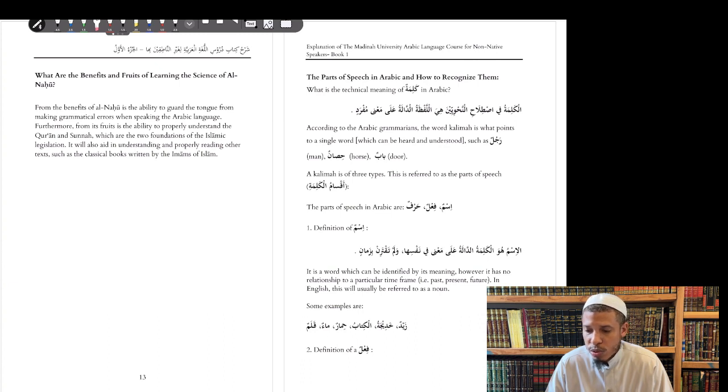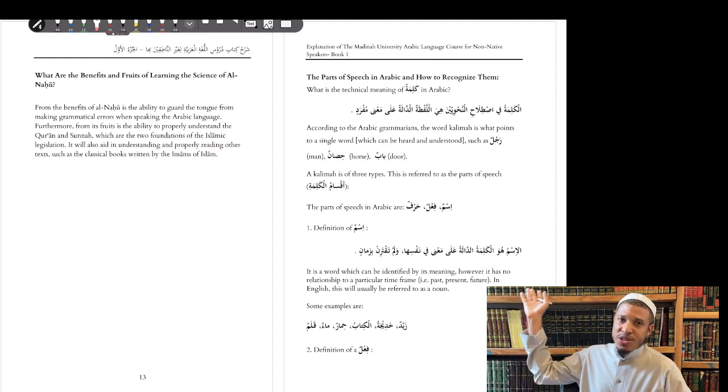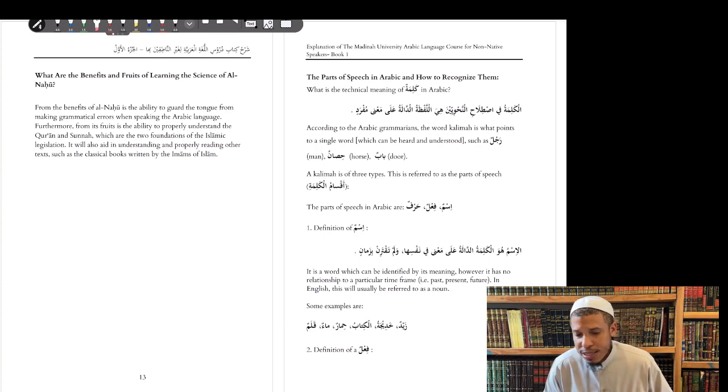from its fruits is the ability to properly understand the Quran and Sunnah, which are the two foundations of the Islamic legislation. It will also aid in understanding and properly reading other texts, such as the classical books written by the Imams of the religion, books of Hadith, Shuruh al-Hadith, Aqidah, Tafsir, and the like of that.